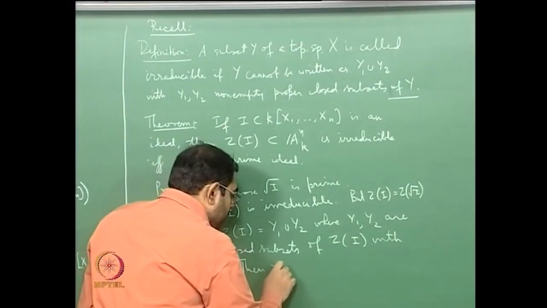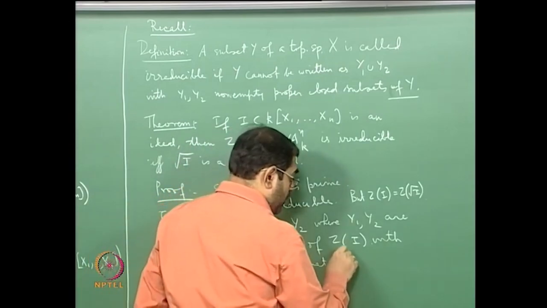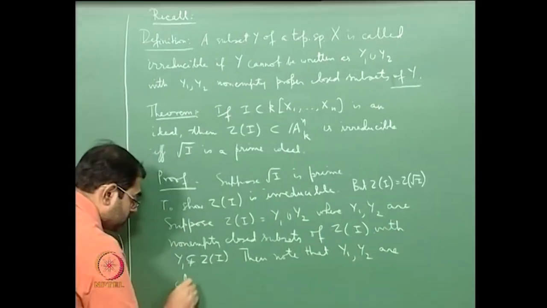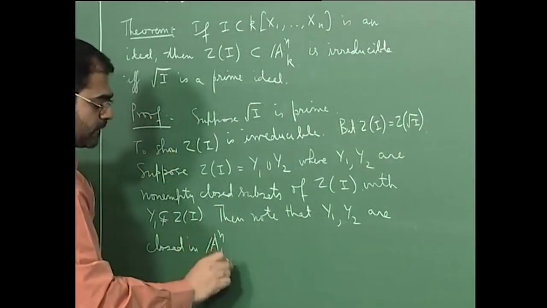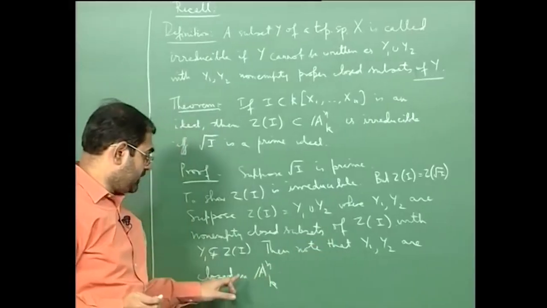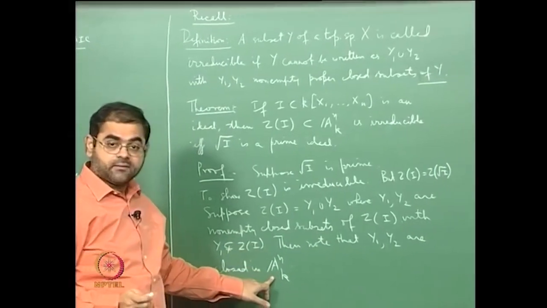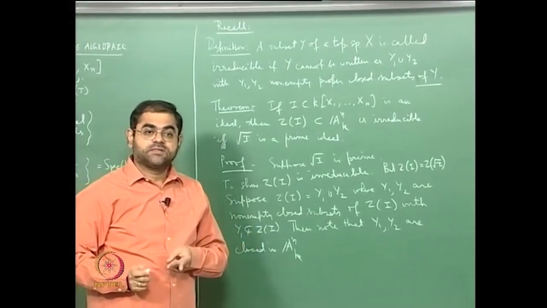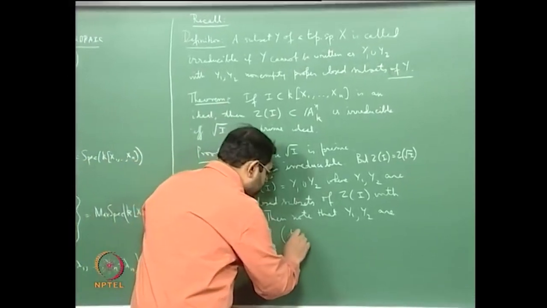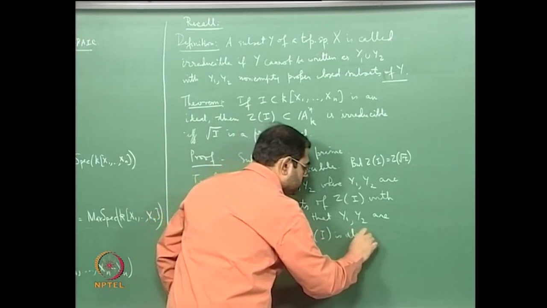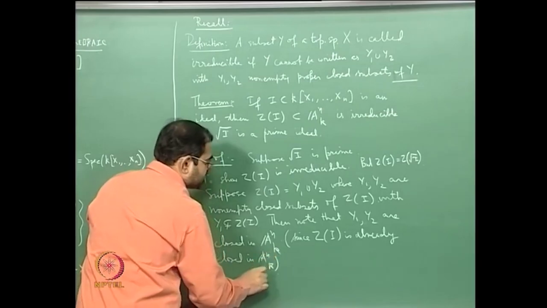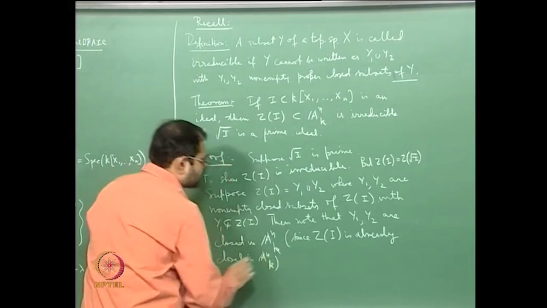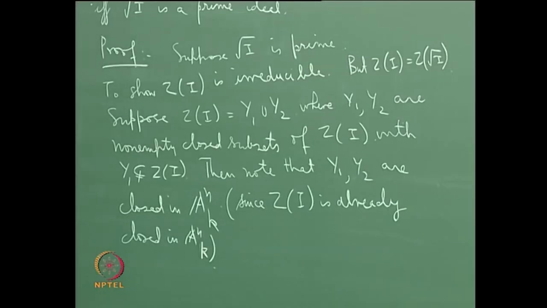Then note that y1, y2 are closed in the larger space X, which is actually in our case A^n, because by definition, as I just told you, y1 has to be Z(I) intersection with a closed subset of A^n, but Z(I) is already closed in A^n, and the intersection of two closed subsets of a topological space is again a closed subset. The reason is, since Z(I) is already closed in A^n by definition, because that's how the Zariski topology was defined. The Zariski topology was defined just by taking for the closed sets subsets of the form Z(I). Okay. But what does that mean?